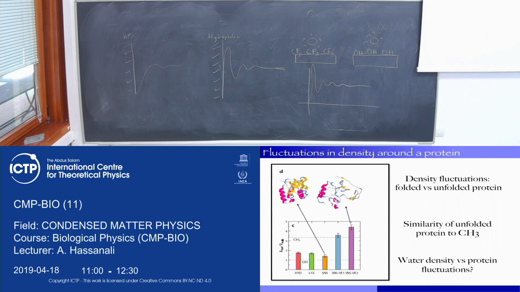There is this class of proteins that we also discussed, these intrinsically disordered proteins, that function only when they're unfolded.